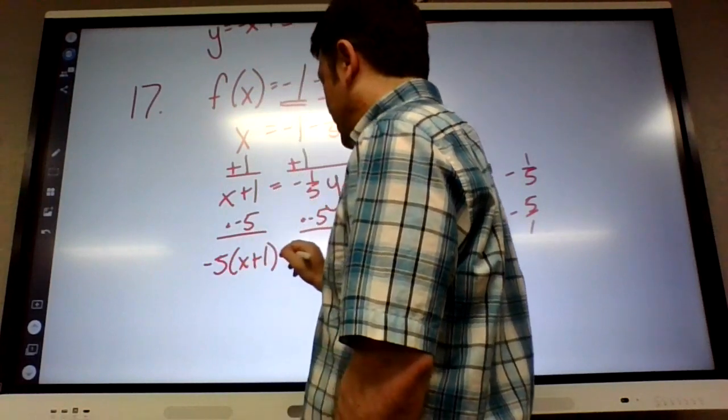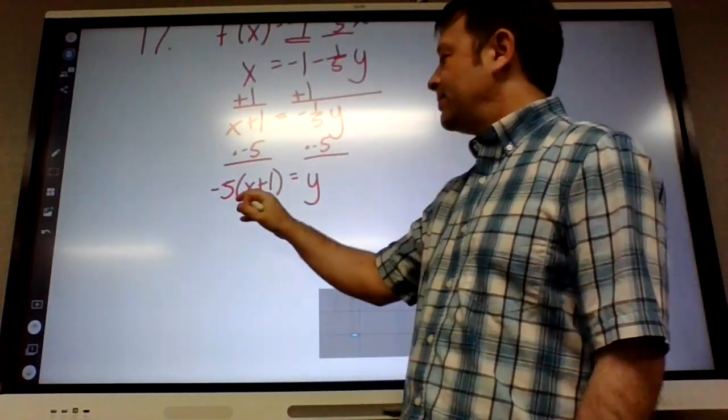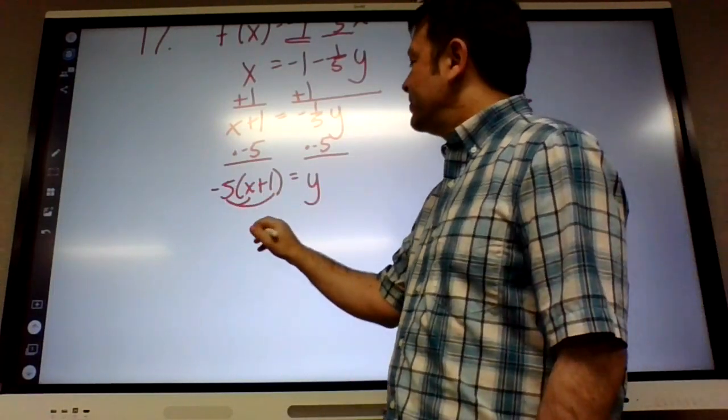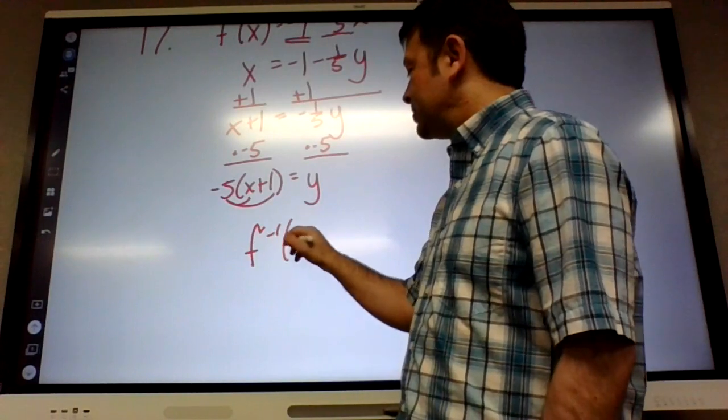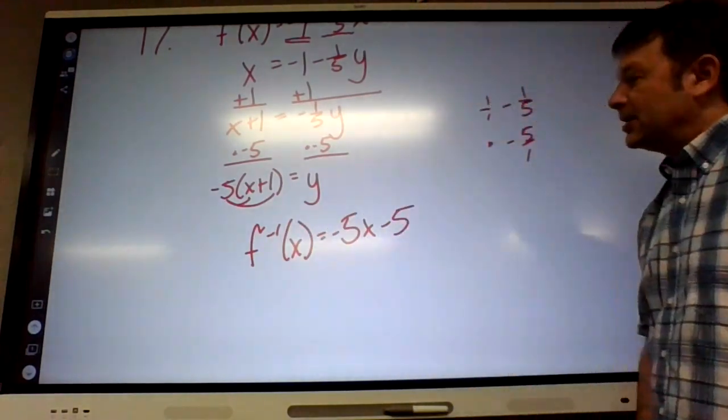Okay, so the whole side just gets multiplied by negative 5. So yeah, I would go ahead and distribute that. So it's f inverse equals negative 5x minus 5.